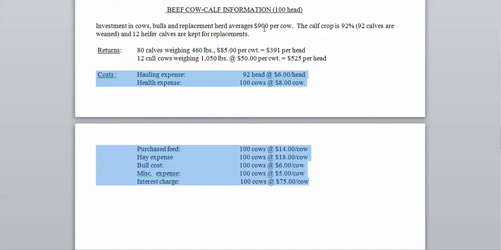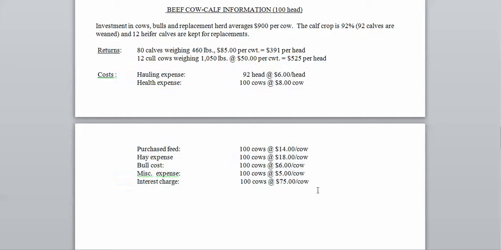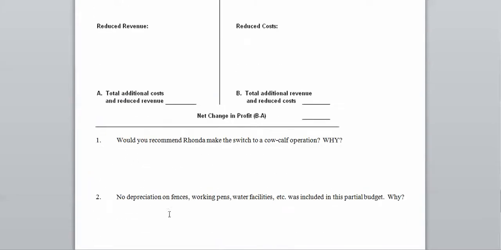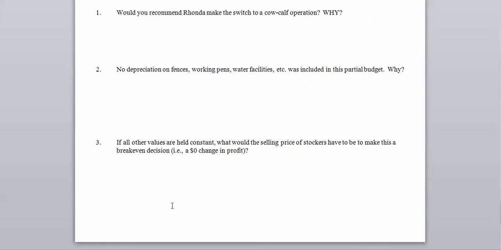You don't need the $100 or the $900 per cost. That's not an annual cost. So we're just going to add up the annual cost of this beef cow operation. That's going to be additional costs right here. Then answer the following questions.